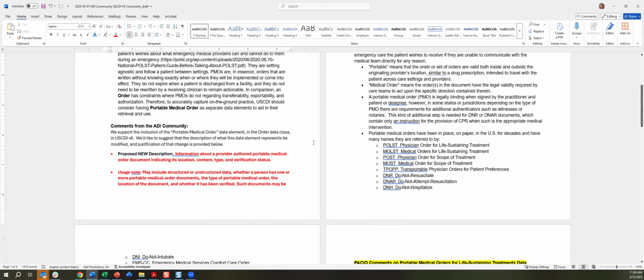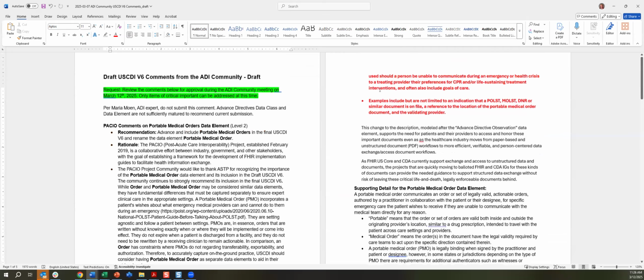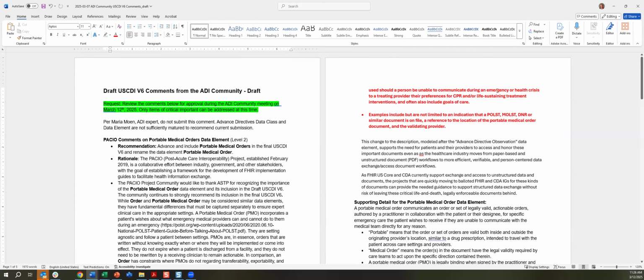Such documents may be used should a person be unable to communicate during an emergency or health crisis to a treating provider their preferences for CPR and/or life-sustaining treatment interventions, and often include goals of care. Examples include, but are not limited to, indication that a POST, MOST, DNR, or similar document is on file, a reference to the location of the portable medical order document, and the validating provider.